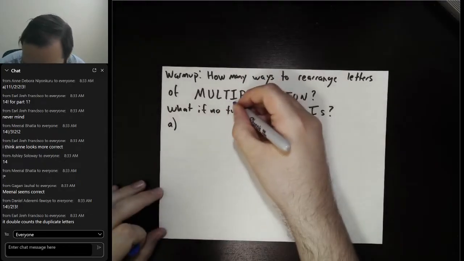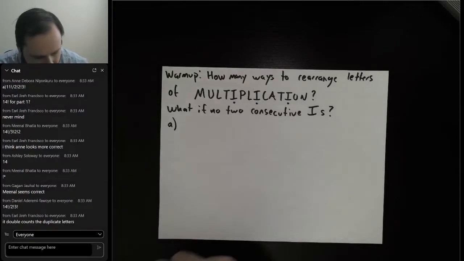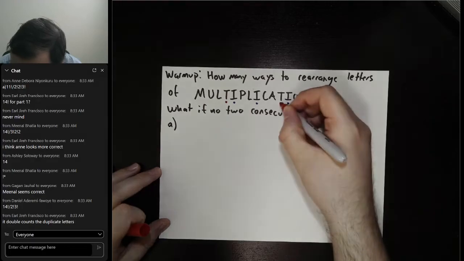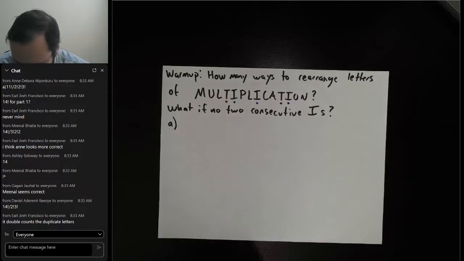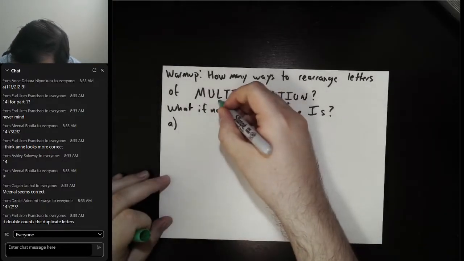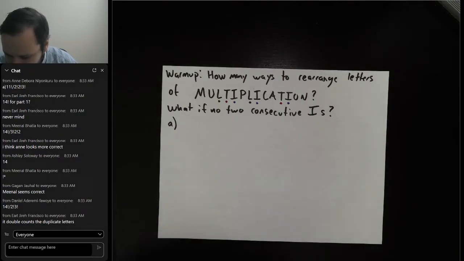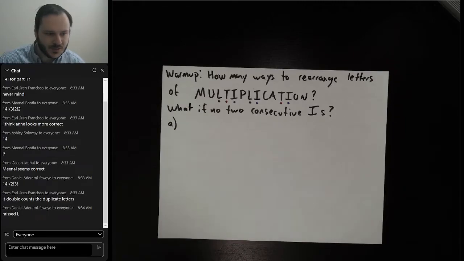So we've got I. We also have repeated T's. And repeated L's. I think everything else is unique. M, U, P, C, A, O, N, yeah. Good.